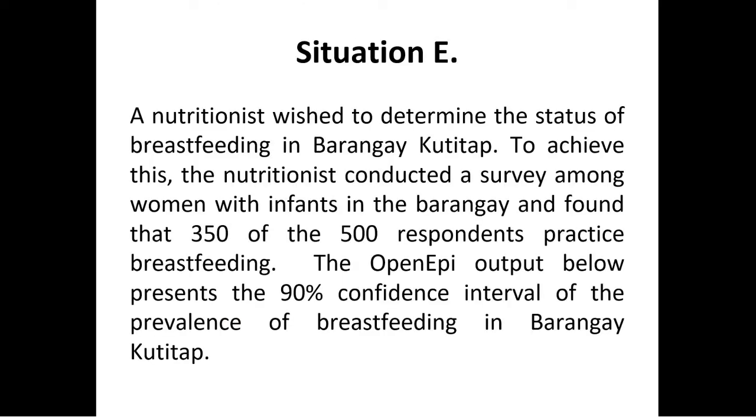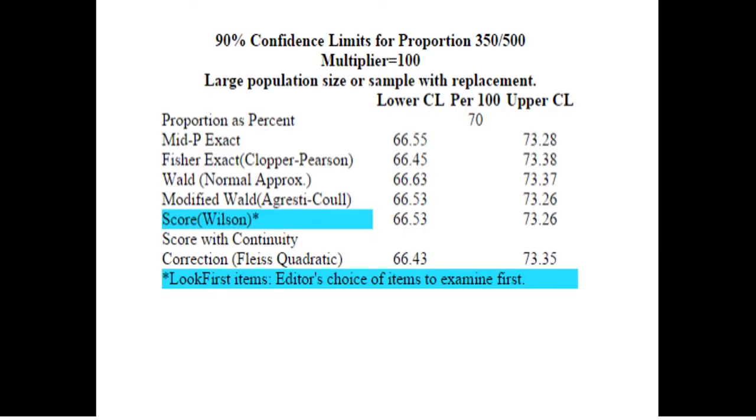Now we have situation E. A nutritionist wished to determine the status of breastfeeding in Barangay Kutitap. To achieve this, the nutritionist conducted a survey among women with infants in the barangay and found that 350 of the 500 respondents practiced breastfeeding. The OpenEpi output below presents the 90% confidence interval of the prevalence of breastfeeding in Barangay Kutitap. And this is the OpenEpi output.